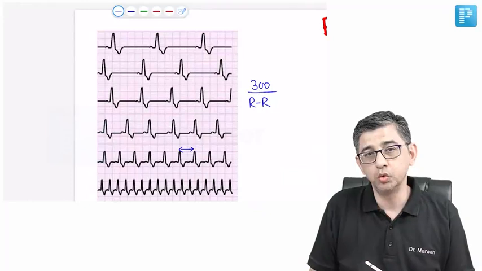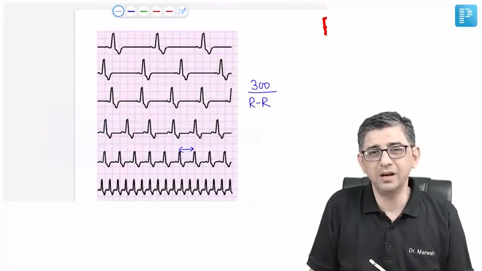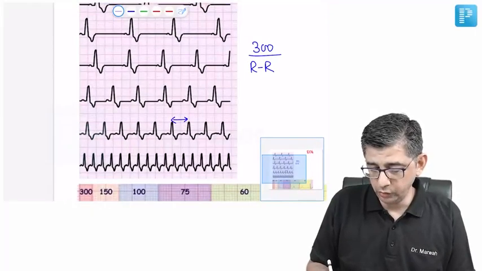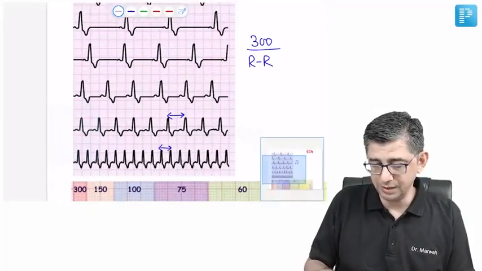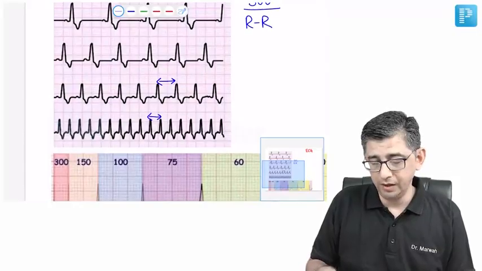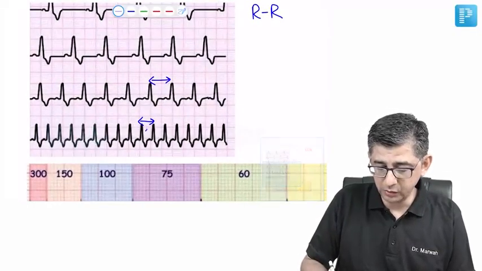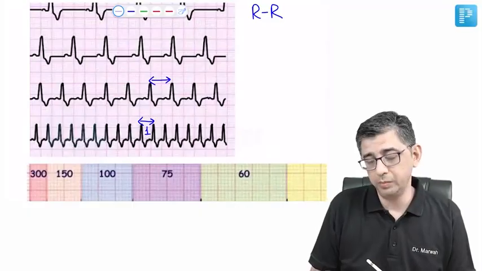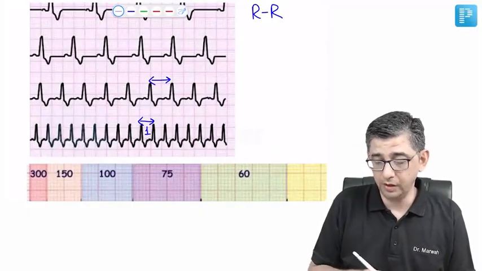I would suggest you count the large squares here, though we have formulas for small squares also, but it's relatively easier and faster in the exam. If you focus on the inferior most ECG, I'll just zoom it in, then you can see that the number of large squares present here is only 1. So mathematically 300 divided by 1 would be a very, very fast heart rate of 300.